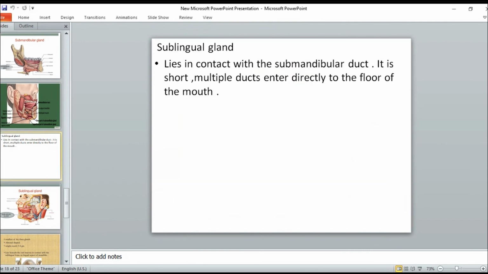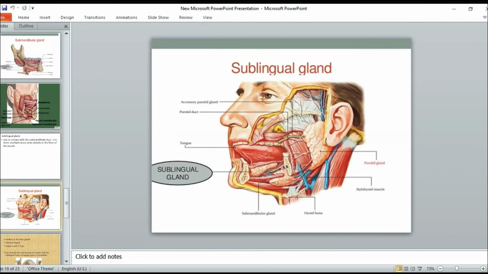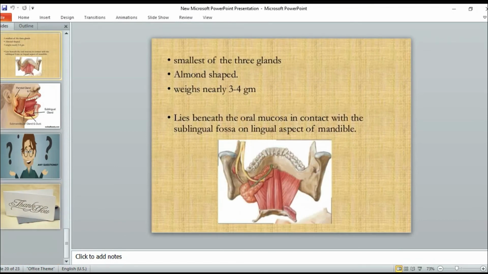About the sublingual gland, it lies in contact with the submandibular duct. It has short, multiple ducts that enter directly into the floor of the mouth. It has many ducts, not just one duct. So this is the sublingual salivary gland.